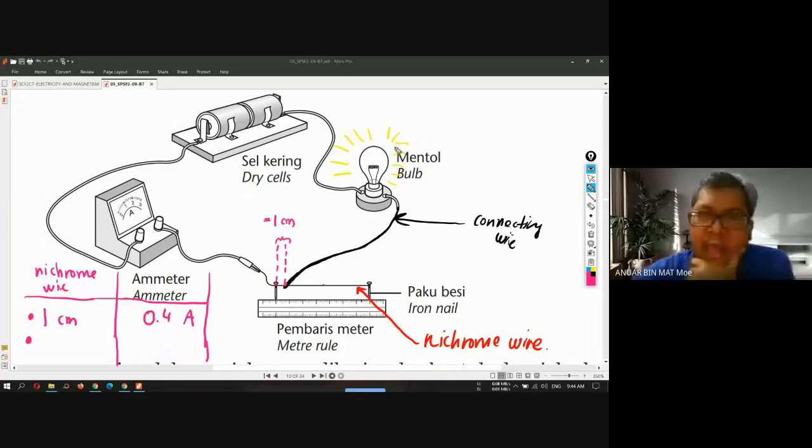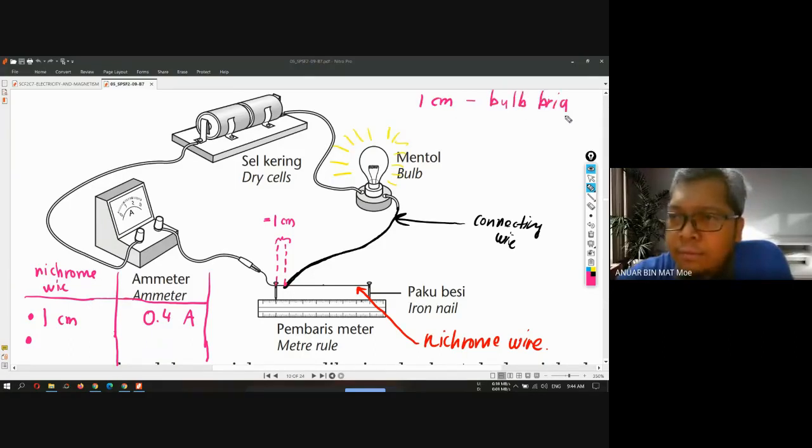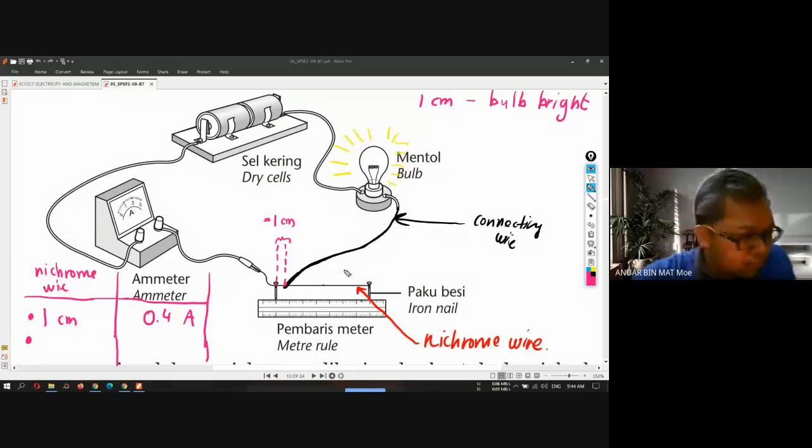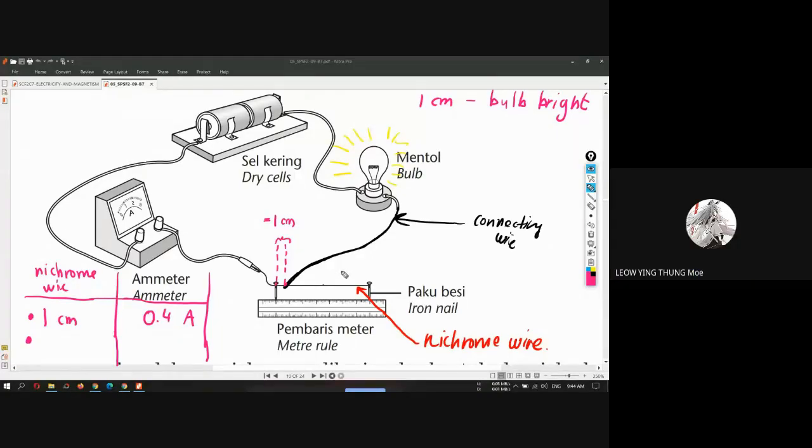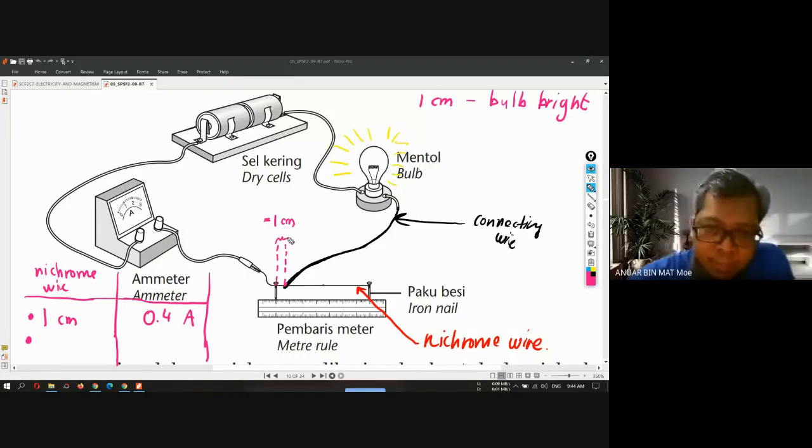Can you follow this? So the ammeter reading, if I connect just 1 centimeter, is 0.4 ampere. And the bulb, for 1 centimeter of nichrome wire, is bright. Very bright. If I use just 1 centimeter, because you can see the cable here, the reading says 0.4 ampere. Can you understand this?